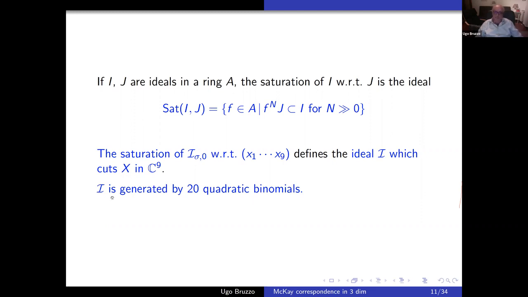And this ideal is generated by 20 quadratic binomials. Okay, so expressed in this way, this variety is very far from being a complete intersection. It is codimension 6, and it is determined by 20 equations.